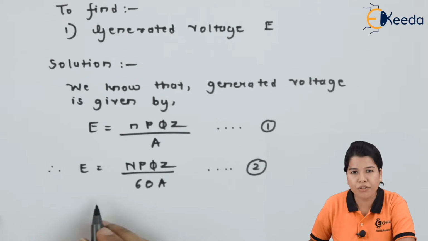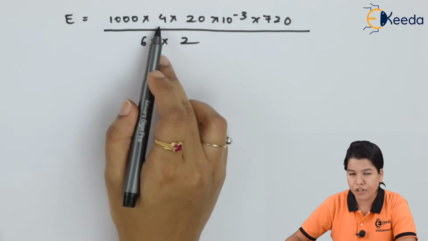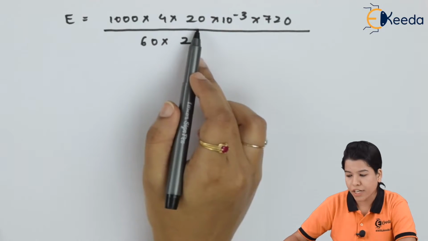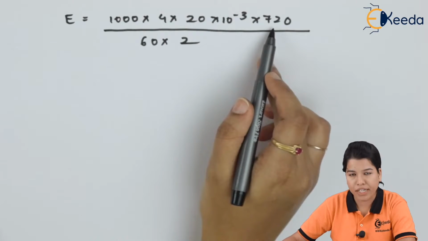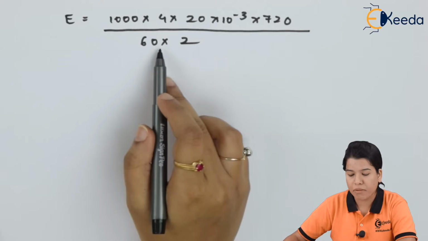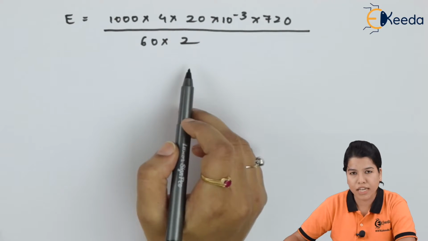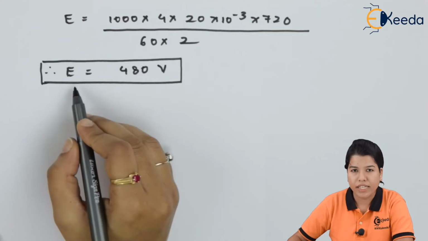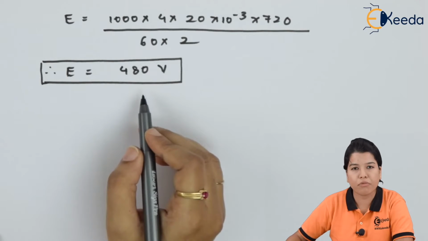Now, let us substitute the values in the above equation. E is equal to 1000 RPM, that is our speed, into 4, that is the number of poles, into 20 into 10 raised to minus 3, that is our flux, into 720, that is our conductors, divided by 60 into 2. After solving this, we get the value of EMF generated as E is equal to 480 volts. This is the answer to our problem.